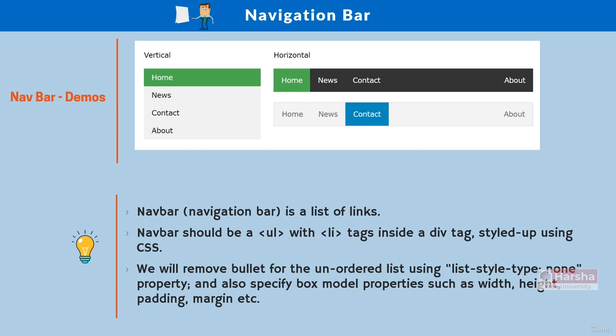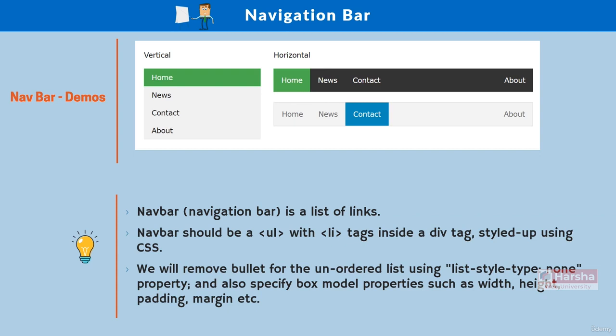All hyperlinks of the nav bar should be created inside the LI tag, and those LI tags are present inside the UL tag. Here UL and LI tags are a must because we are creating a list of links. So any kind of list refers to the UL or OL tag, right? And you can hide the bullet or number of the UL by using the list-style-type none property. And you can use box model properties such as width, height, padding, etc. in order to arrange the list items side by side so that they look like a navigation bar.